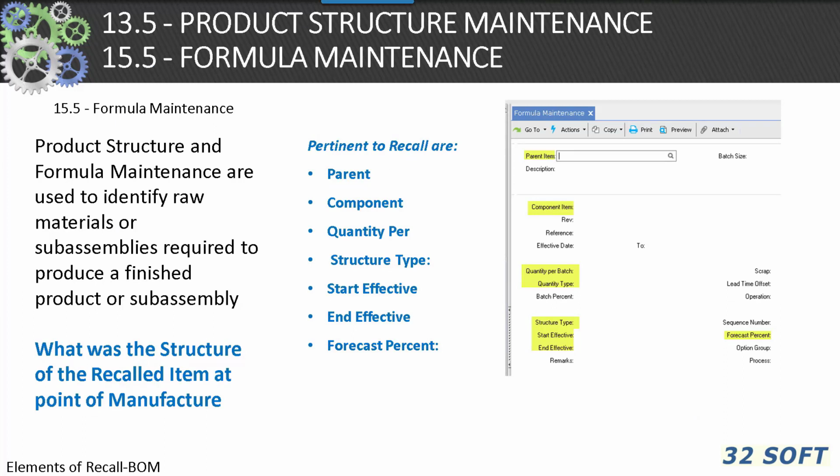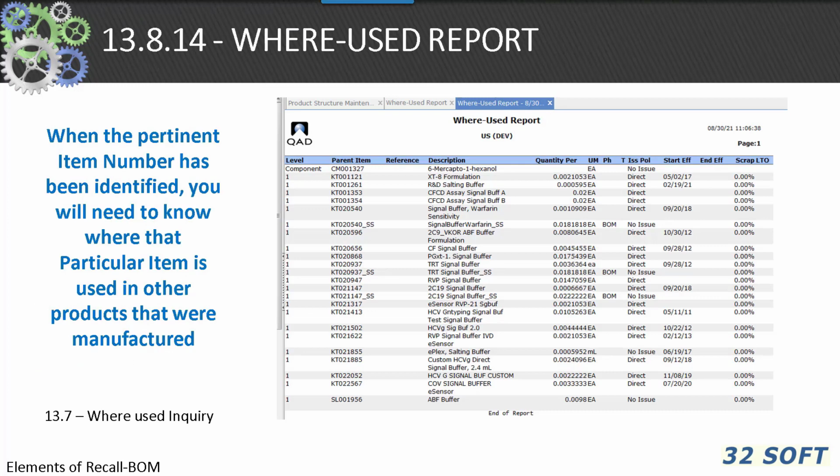13.5 and 15.5, formula structure maintenance, identifies raw materials and subassemblies required to produce a product. Pertinent fields are parent, component, quantity per, structure, start and end date of activity, and forecast percentage. The 13.8.14 and 13.7, where used, can help you identify where any items that have been identified in the recall might be used in other products. This is called the goes into.